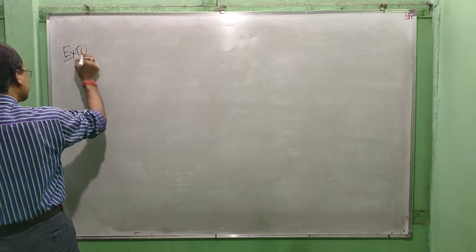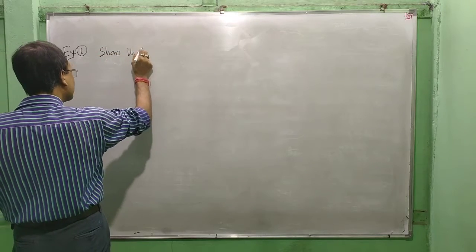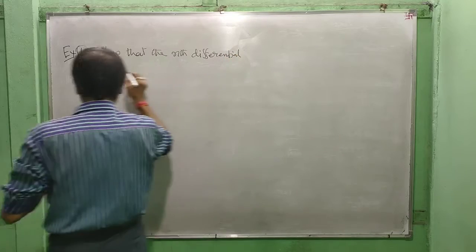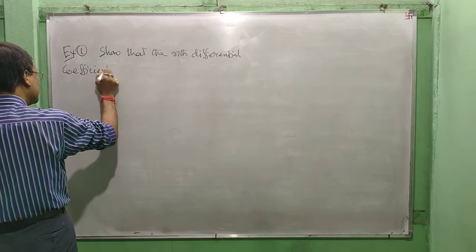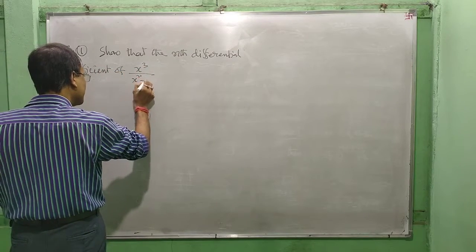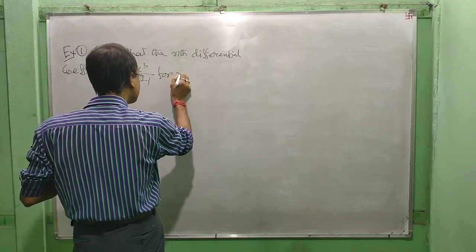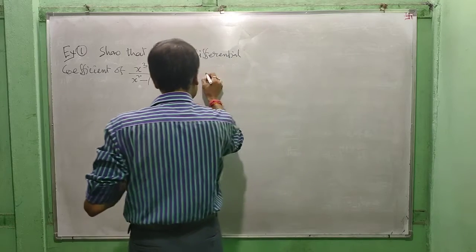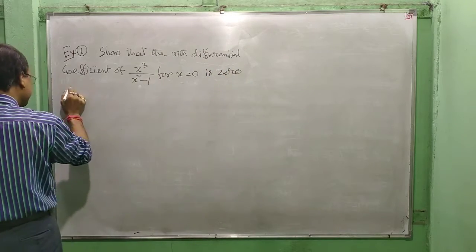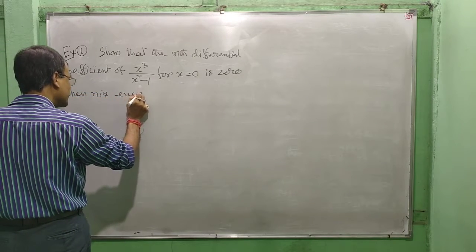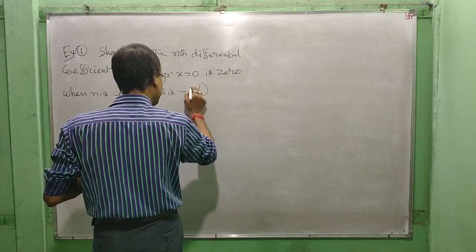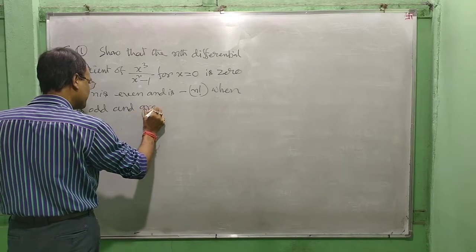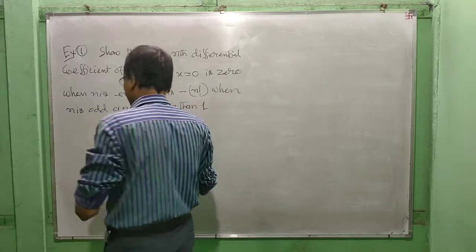Example 1. Show that the nth differential coefficient of x cube divided by x square minus 1, for x is equal to 0, is 0 when n is even, and is minus factorial n when n is odd and greater than 1.